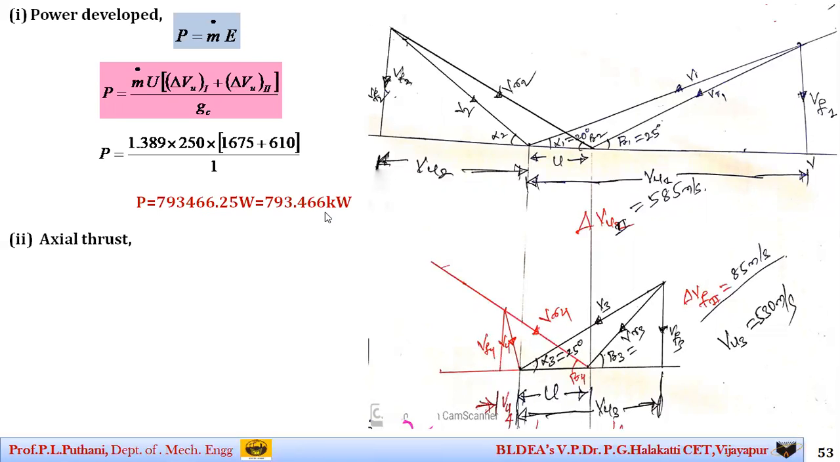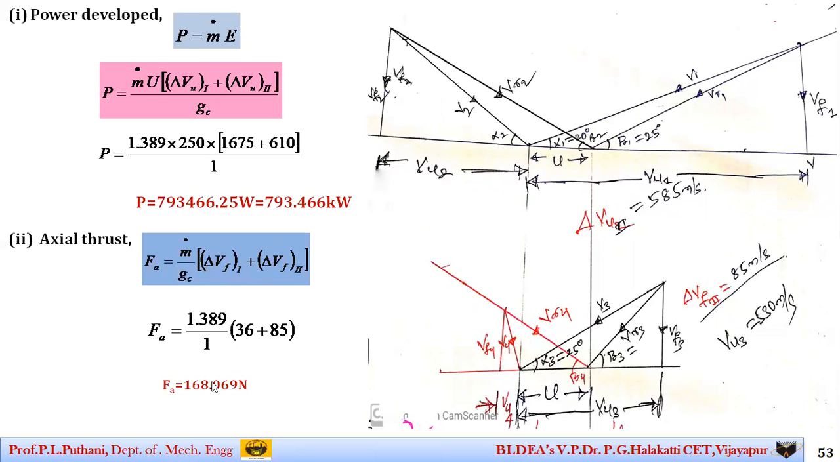Similarly, axial thrust FA is equal to M dot by GC. We have to take the axial force for both the stages, that is delta Vf for the first stage plus delta Vf for the second stage, and I get the answer as 168.069 newtons.